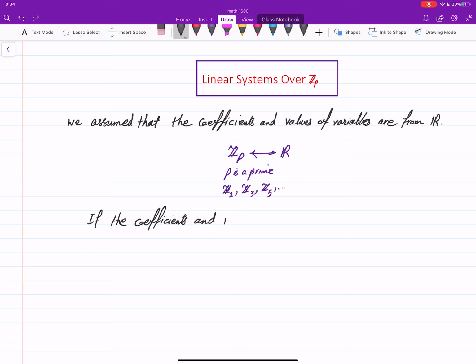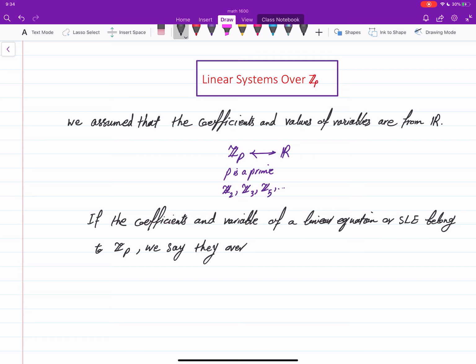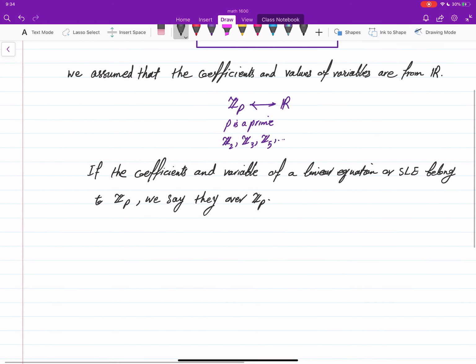So if the coefficients and variables of a linear equation or a system of linear equations belong to Zp, we say they are over Zp. This fixes what kind of numbers we are working with.